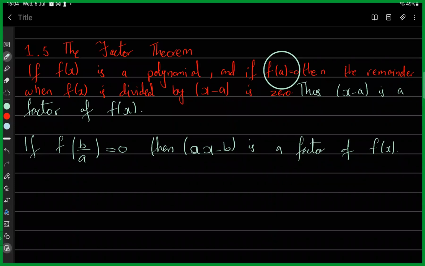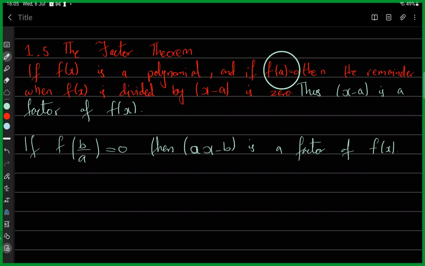So in this video, we are going to talk about the fifth section of algebra, that is the factor theorem. So let's get started. Let's start our discussion with the formal definition of the factor theorem, and then we will discuss more contents and more examples about it.